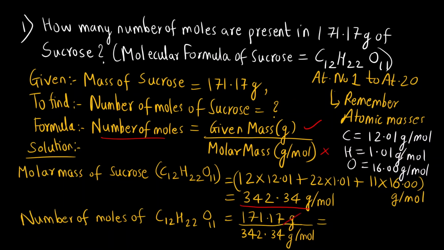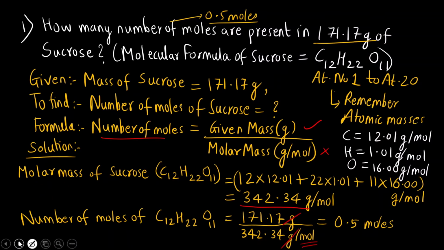If you solve this, let us first cancel out the units to find the final unit. Gram and gram get cancelled. The mole inverse goes above and it is nothing but mole. And the final answer will be 0.5 mole. So 0.5 moles of sucrose is present in 171.17 grams of sucrose.